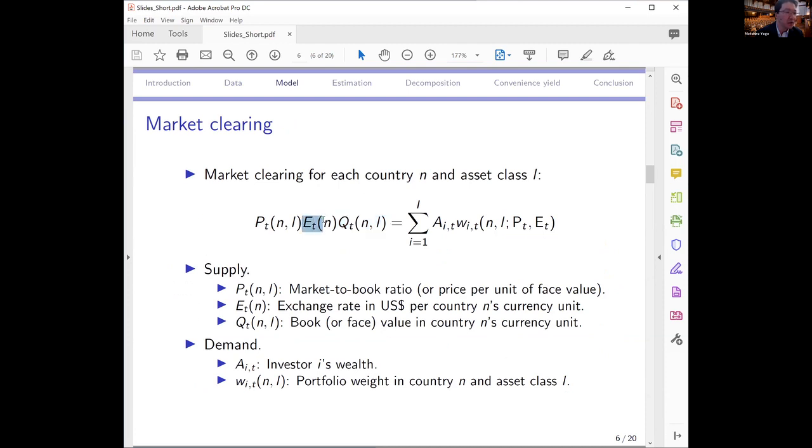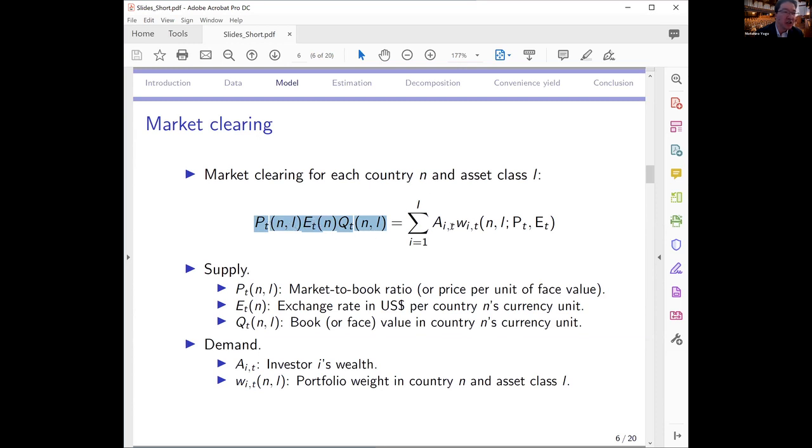If you multiply that by the dollar to pound exchange rate, you get the book value, or the face value, of UK debt in pounds, or sorry, in US dollars. And if you multiply it by the market to book ratio, then you get the market value. So the left-hand side is the market value of UK debt in dollars, right? When you multiply by the price and exchange rate.